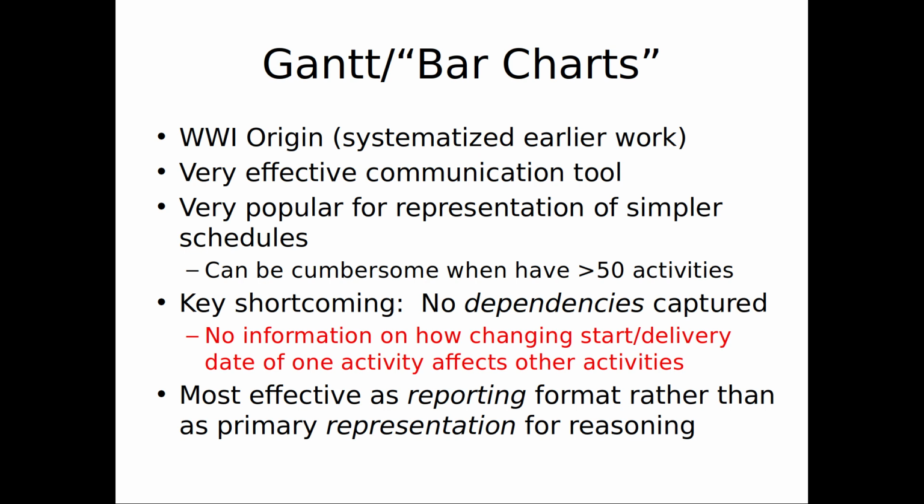It's called a Gantt chart, and it originated in time of the First World War in terms of planning, making plans for things that needed to happen. And it's very popular for representation of simpler schedules here. The key shortcoming of it, in its traditional form, and I'm well aware that there are variants of it that have sought to put this behind, but in its traditional form, it did not capture dependencies.